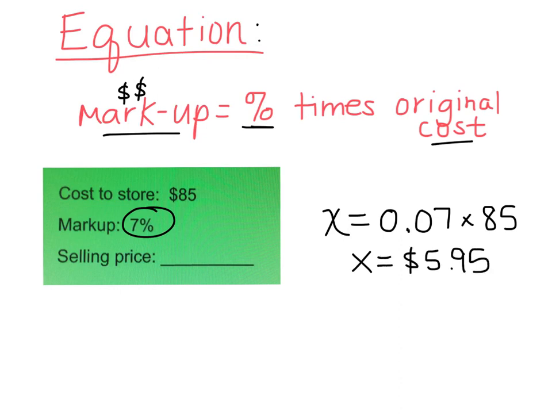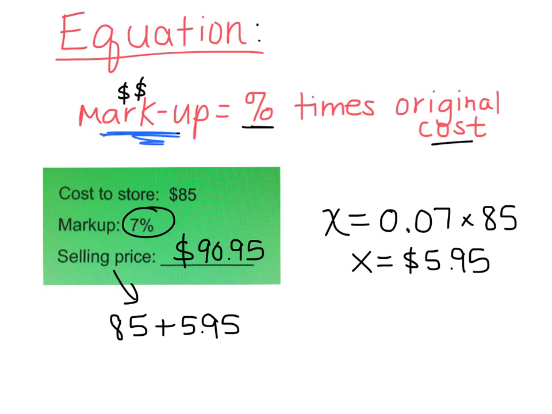Now again, that's your markup. So if I want to figure out the selling price, I'm going to do 85 plus $5.95. Okay, so if I add those together, the store is going to sell it to the customers for $90.95. All right, so that's how you could do it with an equation. So just remember when you're doing these equations to find the markup, this is kind of like a part, the markup is a part, you always do the percent times the whole or the original cost. That'll give you the part you're marking it up.